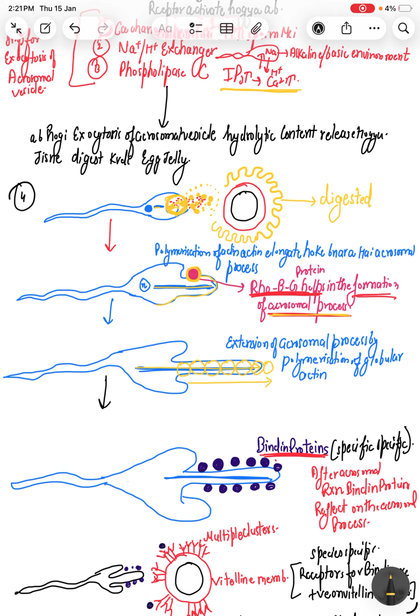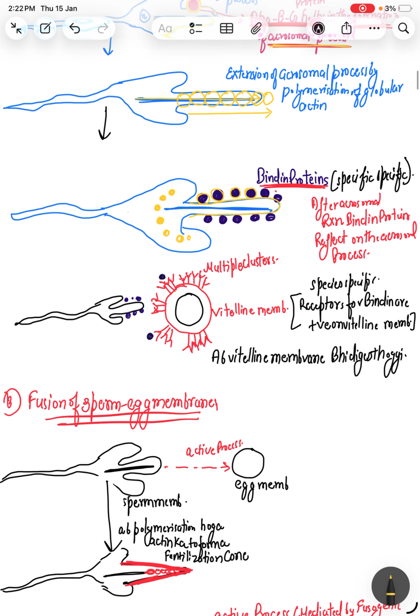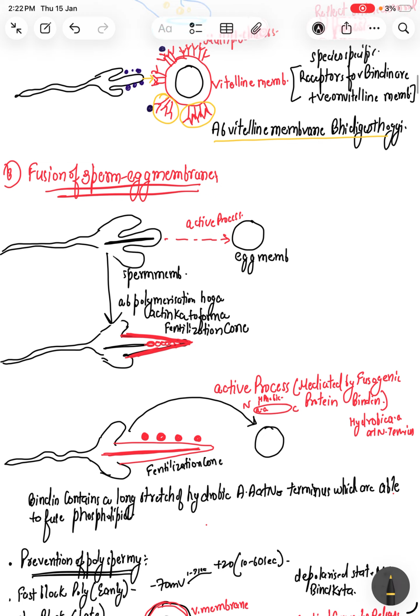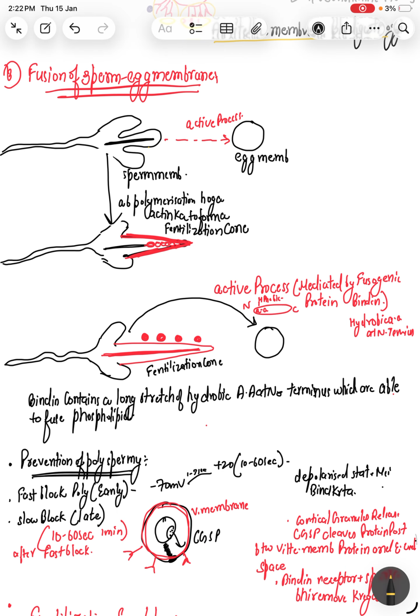Now, what happens is that the binding proteins, these are the specific proteins which are initially present inside the sperm. But when this acrosomal process is formed, then they get redistributed and they distribute themselves outside this acrosomal process. Now, when these binding proteins encounter the vitelline membrane, it contains receptors for these binding proteins. So when these encounter this, then the vitelline membrane will get digested. Now, there will be fusion of the sperm and egg membrane. This is the egg membrane, and we are left with the sperm membrane.